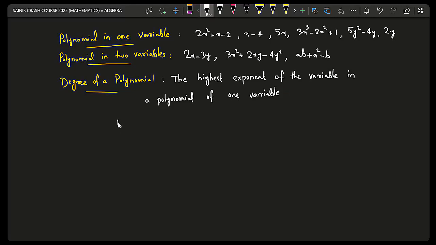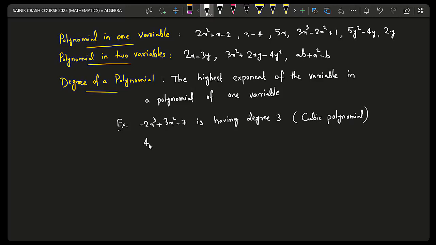For example, I have minus 2x cube plus 3x square minus 7. I want to find its degree. This variable has the power 3, this variable has the power 2, and the highest exponent here is 3. So this polynomial has degree 3. A degree 3 polynomial is called a cubic polynomial.